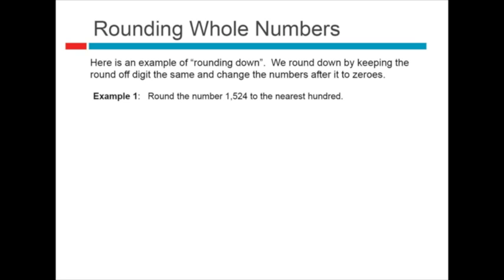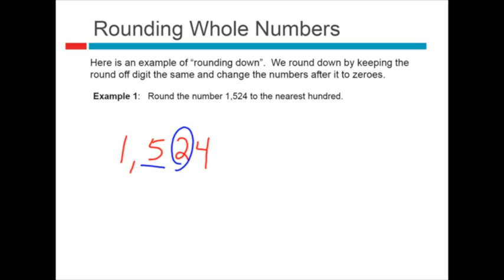So we'll start with this example, 1,524. We want to round this number to the nearest 100. So first, we're going to locate our round-off digit, which is the 5, because that's in the hundreds digit. And we're going to look to the right of that. You'll see to the right of that is a 2.